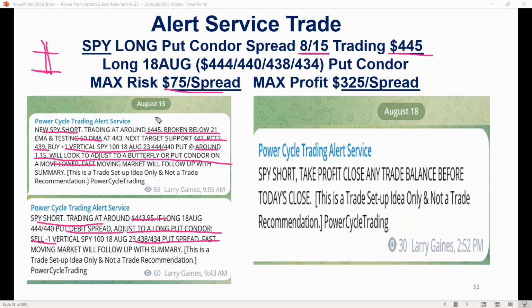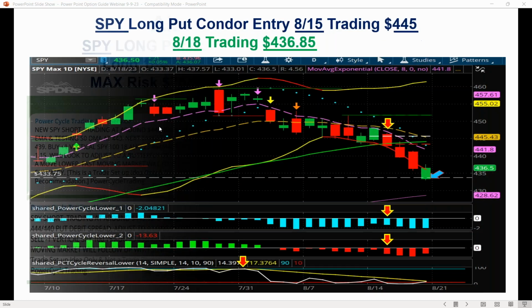So we did that and adjusted. We started with the 444/440 put debit spread, then added the 438/434 credit spread to make the condor, reducing our risk to $75 and reducing our theta, and still had a great potential profit on less risk. So that gives us a bigger return on our capital at risk.